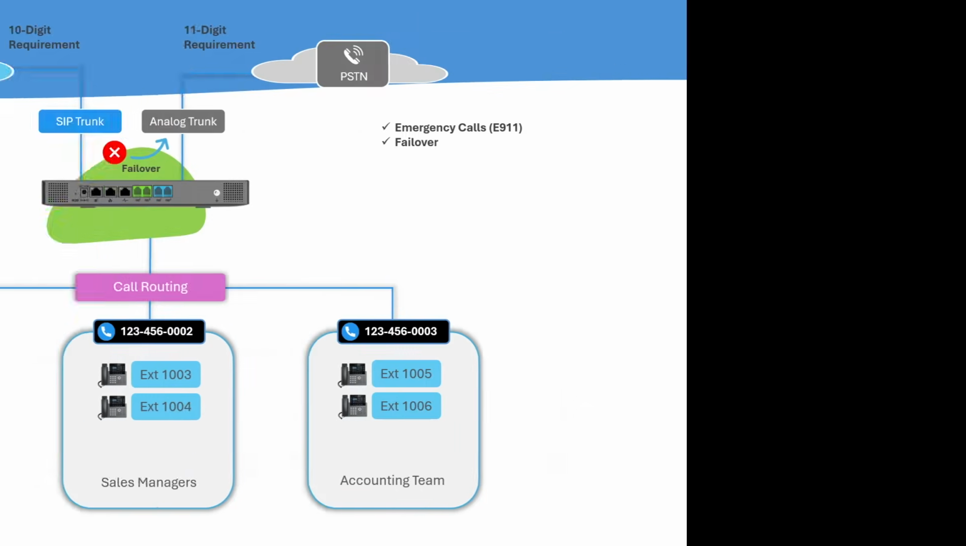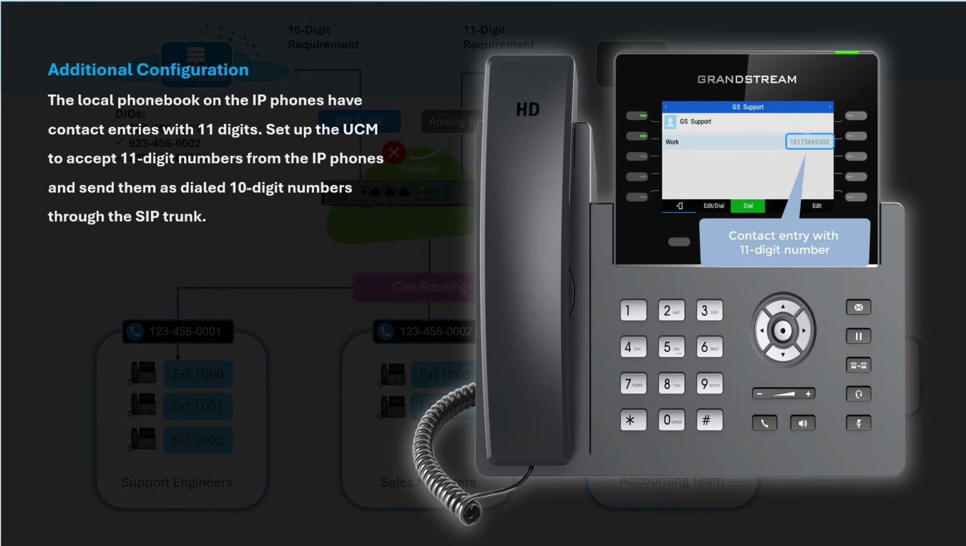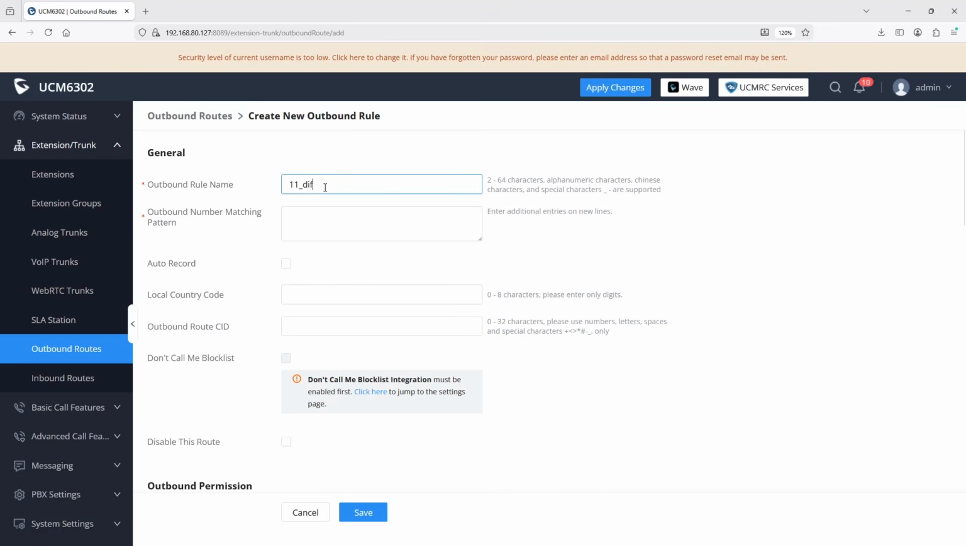In this example, the local phone book on the IP phones includes contact entries with 11 digits. The existing outbound route can only process calls for 10-digit numbers. We need to set up the UCM to process calls for the dialed 11-digit numbers and send them as 10-digit numbers. To achieve that, we need to add a new outbound route. Set the matching pattern to 11 digits.